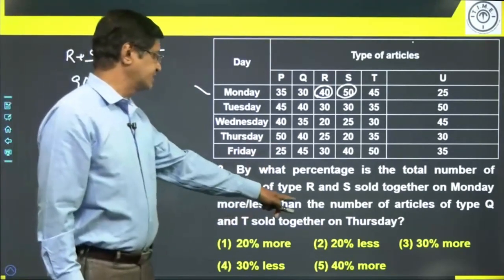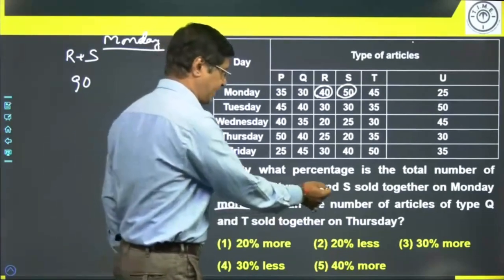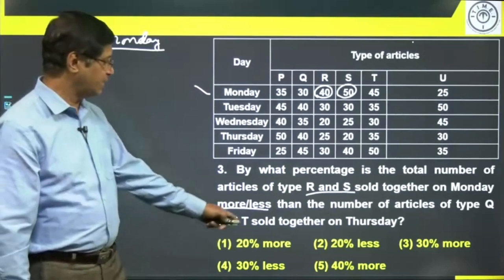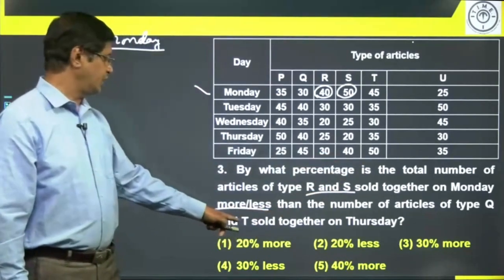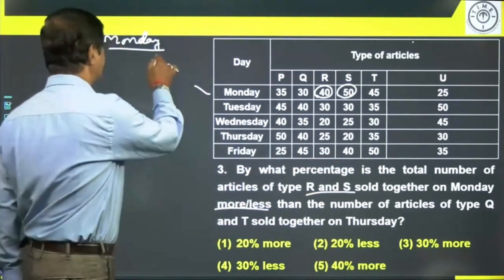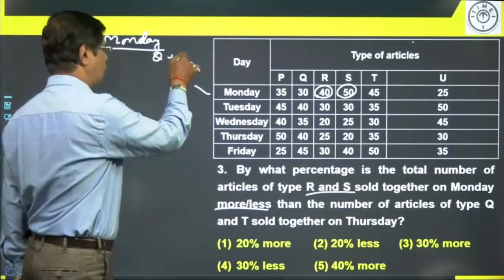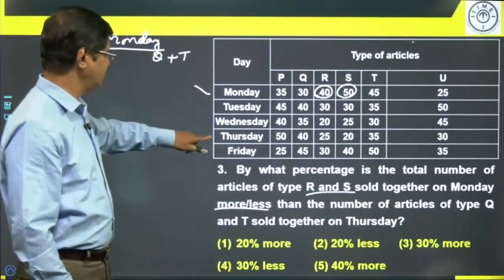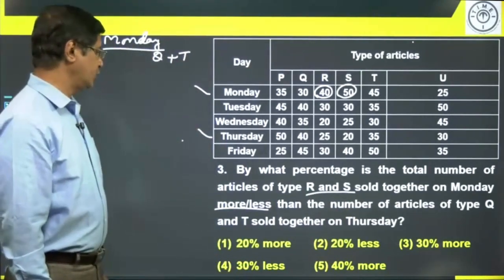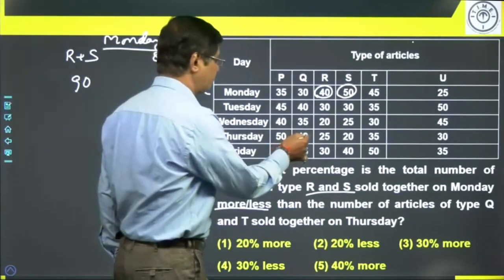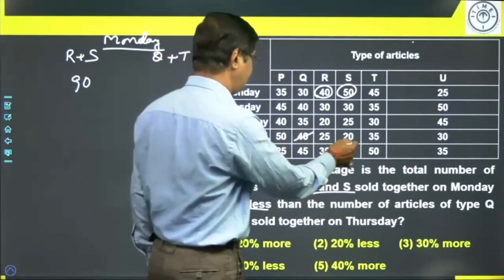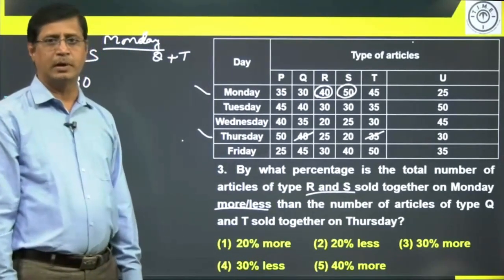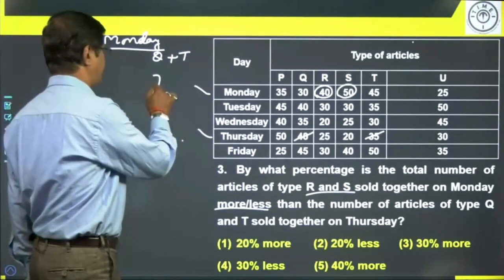Now, more or less than. It is more or less than the number of articles sold, articles of type Q and T sold together on Thursday. Thursday means this is the value. Q and T we need to find out. The value of Q is 40 and T is 35. Sum of these two is equal to 75.